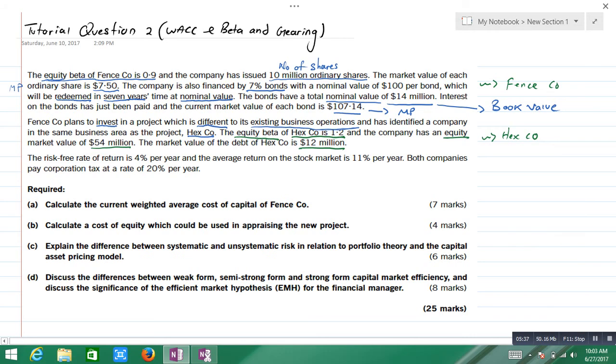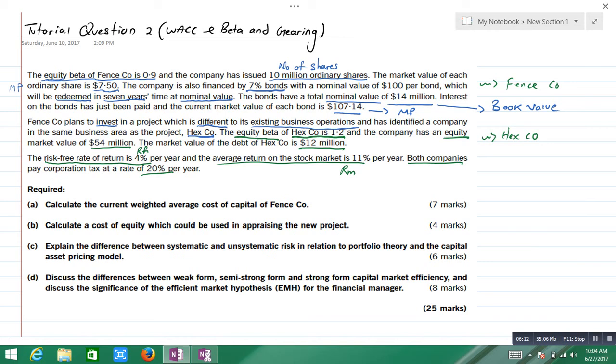Look at the last paragraph. The risk-free rate of return is 4%. The average return on the stock market is 11%. So this is your Rf, and the return on the market is always your Rm. It's not the risk premium. Don't get confused. And both companies, look at that, both companies' tax rate is going to be 20%. Good. Both are going to be the same tax rate.